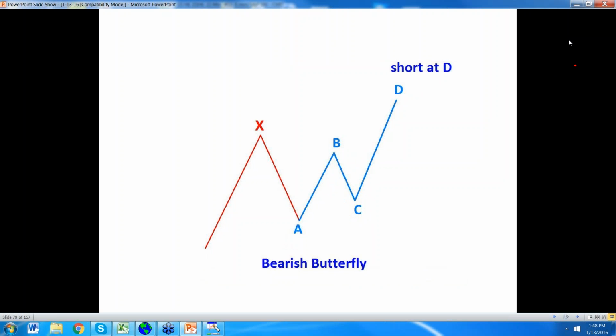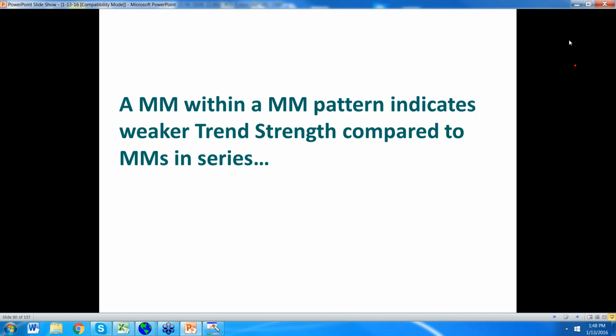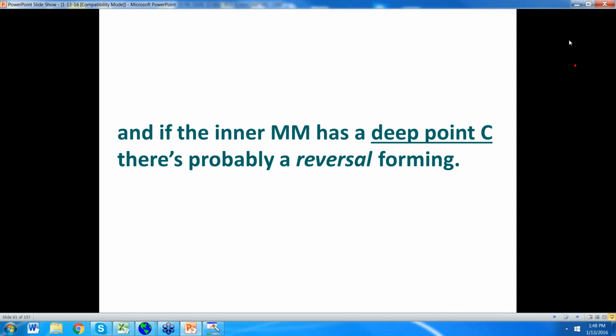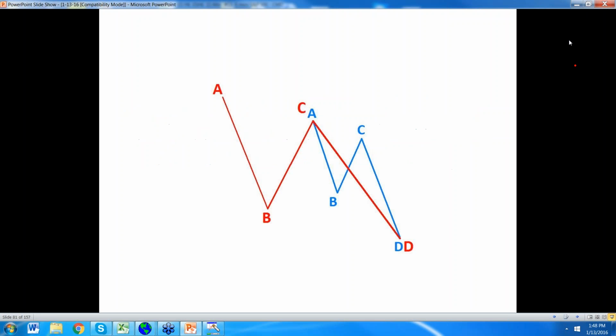I'm not going to talk about how to do that for now, but that's a configuration. So a measure move within a measure move indicates weaker trend strength compared to measure moves in a series, right? Now, if the inner measure move, like I said, has a deep point C, there's probably a reversal forming somewhere. Again, think about what this means if you have that showing up in a zone that we talked about earlier.